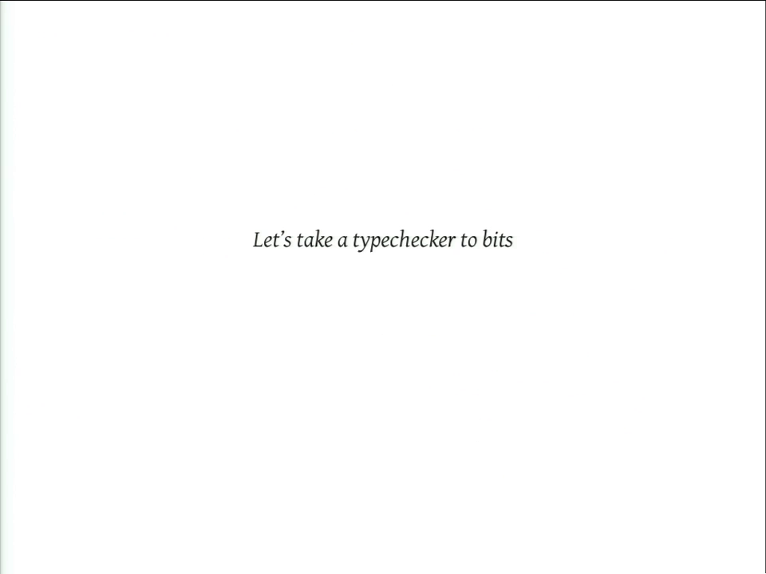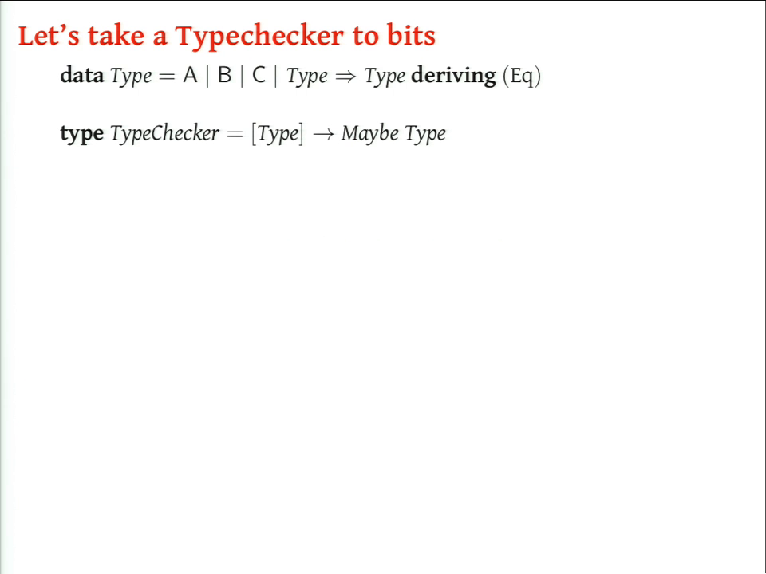So let's take this type checker to bits. This is how we might implement the front end of a compiler. Let's take it to bits and see if we can put it back together in a nicer way. So we've got the same types, but now we're just going to forget about terms for a bit. And we're going to say, what is a type checker? For us, a type checker is going to be something which takes a context and returns maybe a type, and nothing means we failed to do type checking.